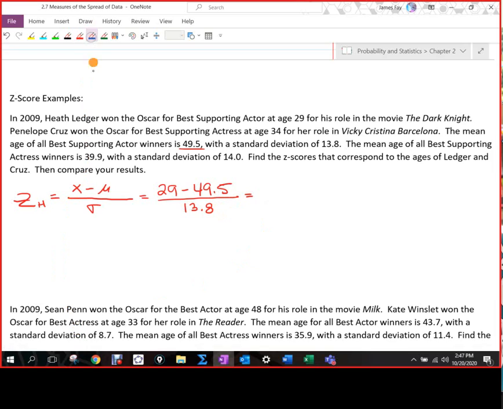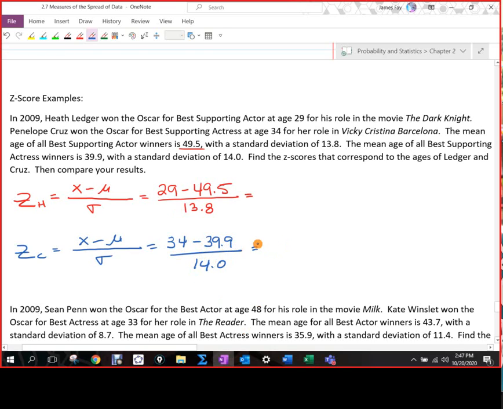Now I'm going to go ahead and do Penelope Cruz as well at the same time, then grab my calculator and do them both. So she won it when she was 34. So that's X. The mean for actresses was 39.9. And the standard deviation there was 14.